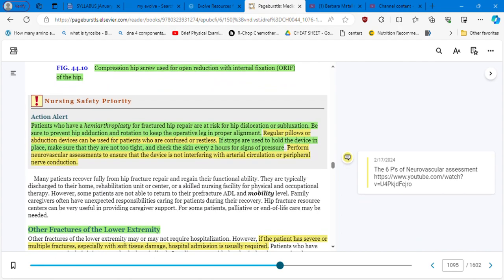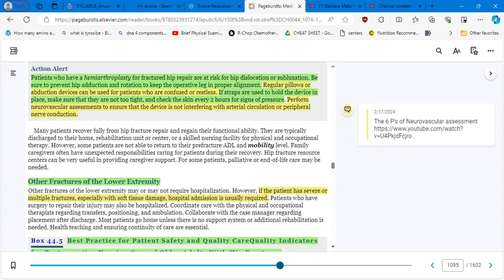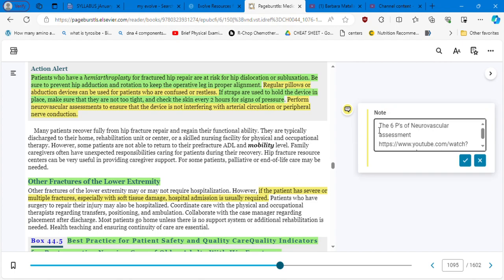Regular pillows or abduction devices can be used for patients who are confused or restless. If straps are used to hold the device in place, make sure that they are not too tight, and check the skin every 2 hours for signs of pressure. Perform neurovascular assessment to ensure that the device is not interfering with arterial circulation or peripheral nerve conduction. So you have your 6 P's of neurovascular assessment.